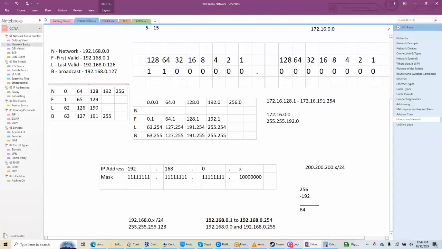Here, 255. That's why I always put the 256 in there, because that 255 always messes with me for some reason, back in the day when I was learning it. All right, 254, 193. And now we have our 4 networks.